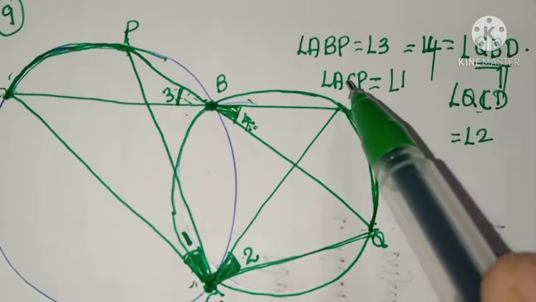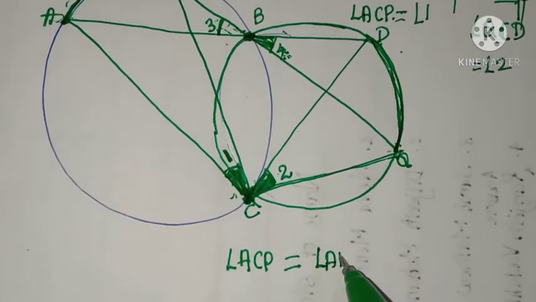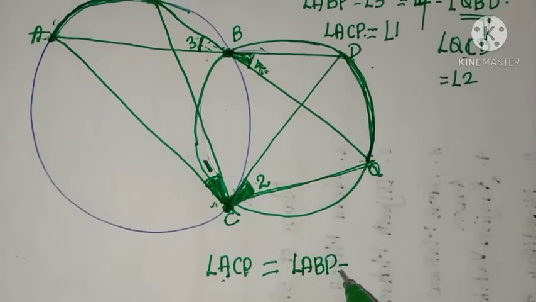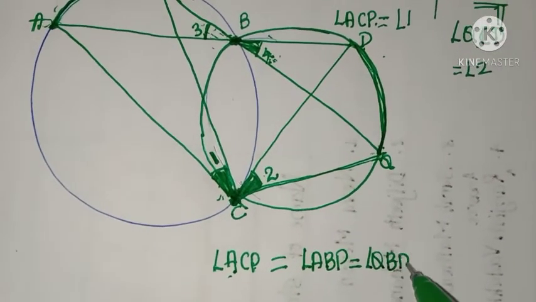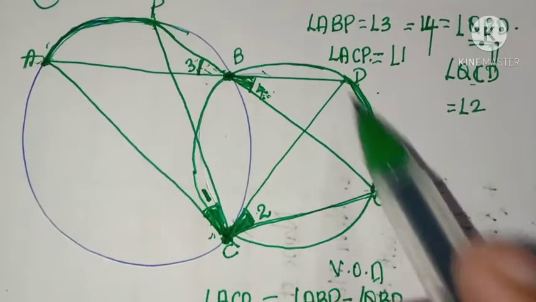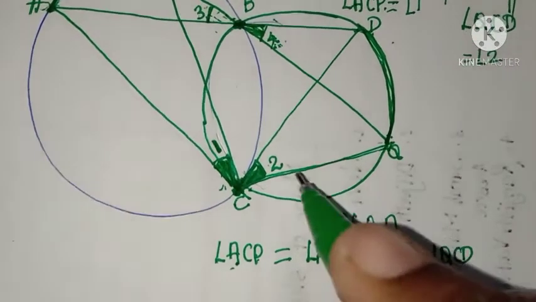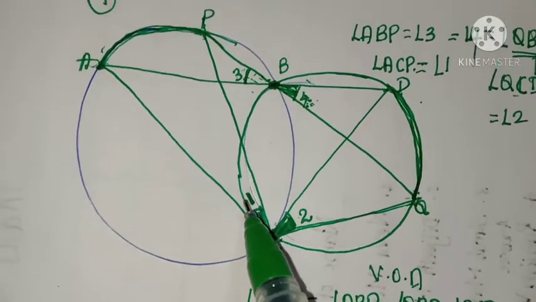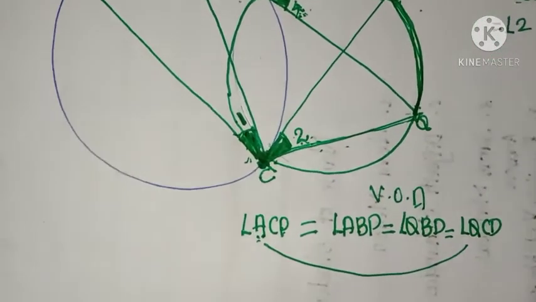Okay. So listen, angle ACP is equal to angle ABP because angles in the same segment. Angle ABP is equal to angle QBD. What is the reason? Vertically opposite angles. Now angle QBD is equal to angle QCD. What is the reason? Angles in the same segment. Now look here, ACP and QCD. These are the two angles. ACP and QCD, these two angles are equal.